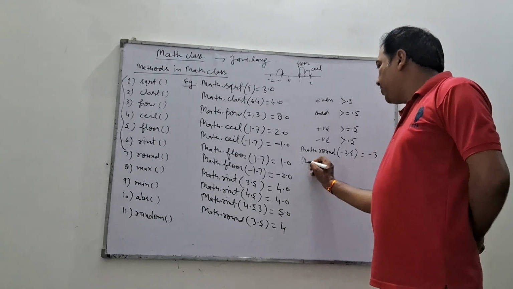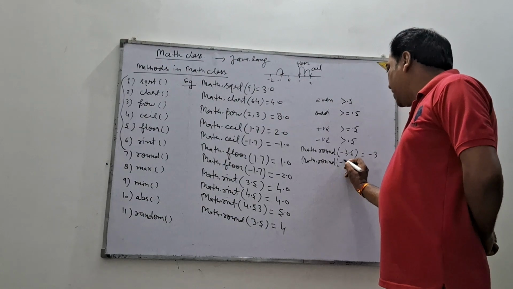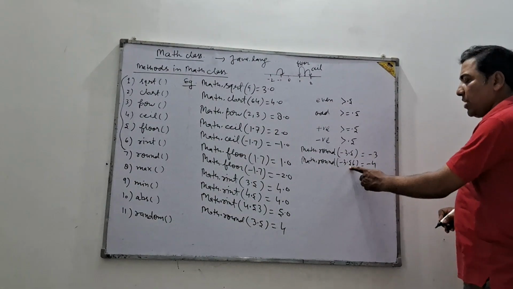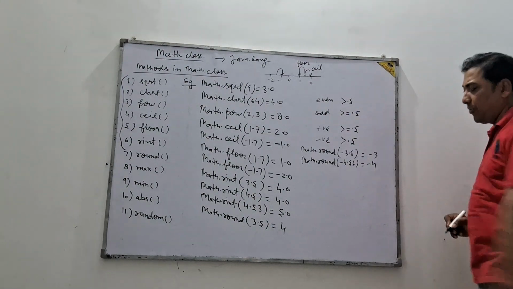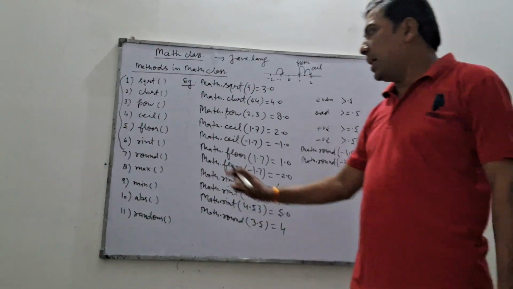Now another example, Math.round(-3.56). Now the answer is -4, because this value is more than 0.5, so it is converted to the next number. So here the return type of round is int.